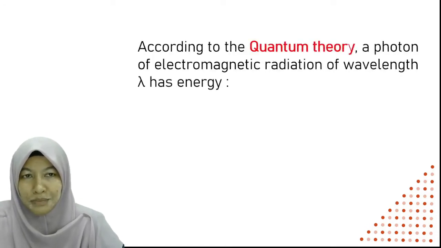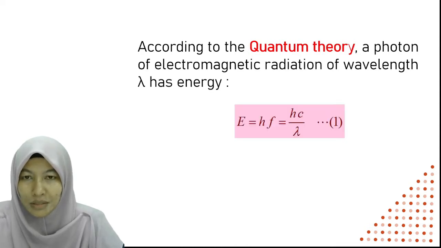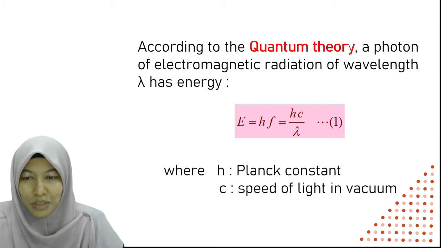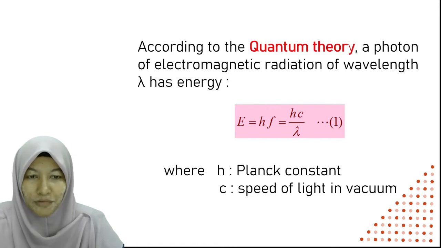According to the quantum theory, a photon of electromagnetic radiation of wavelength lambda has an energy E equal to hf, equal to hc over lambda. This is the first equation, where h is the Planck constant and c is the speed of light in vacuum.